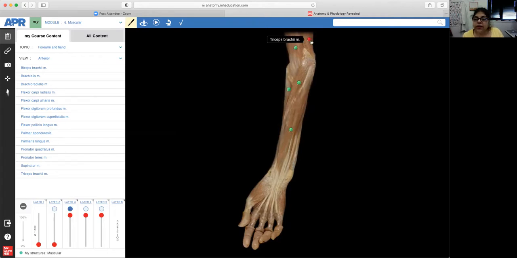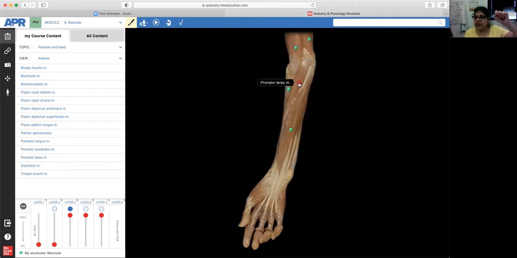So next level of dissection, what do we see? You can already start to see, because you're already cutting through, some of the posterior bone and muscles there. So you see the triceps brachii, brachialis, now it is becoming more evident. Brachialis, pronator teres.